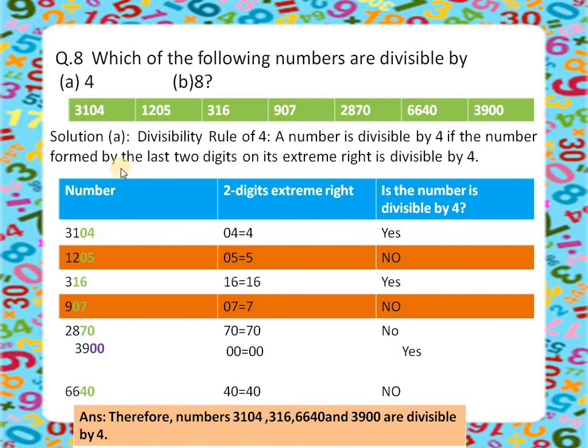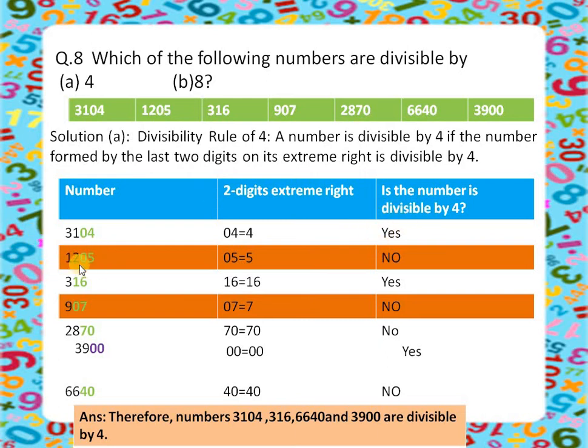Now we are going to learn the divisibility rule of 4. A number is said to be divisible by 4 if the number formed by the last two digits on its extreme right is divisible by 4. First of all, we will take the number 3104. We look at the extreme two right digits, 04, so 4. And in this way, we can say 4 divided by 4 will give you 1.